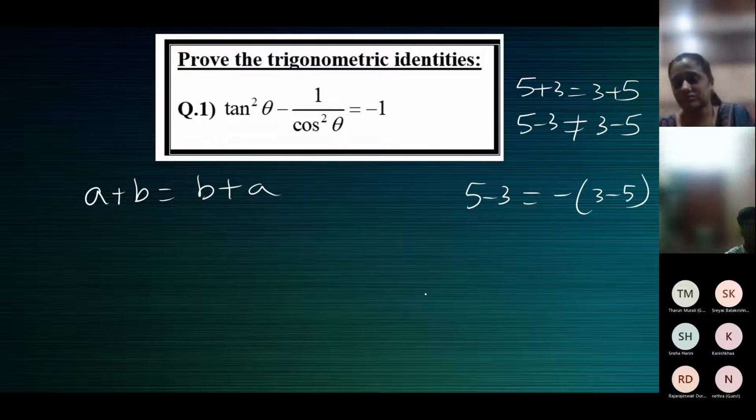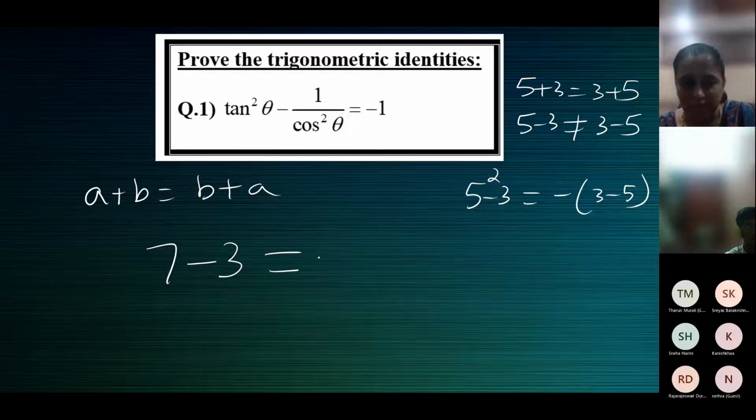Check the answer. What is 5 minus 3? 2. What is 3 minus 5? Minus 2. Minus into minus 2 is plus 2. Now they are equal. See here, 7 minus 3 is equal to minus of 3 minus 7.